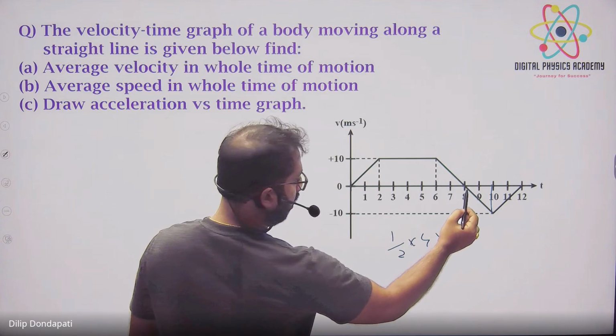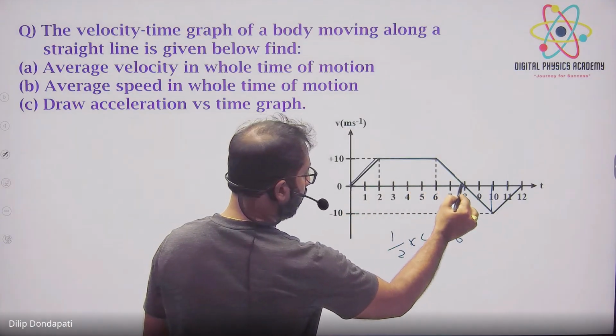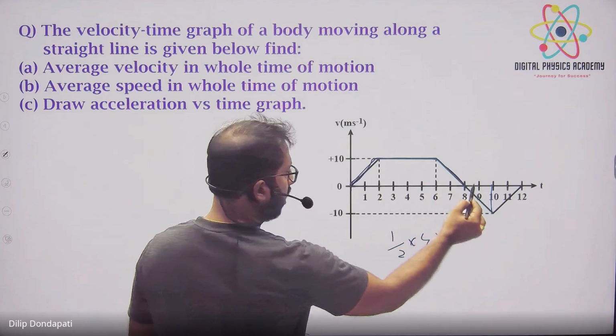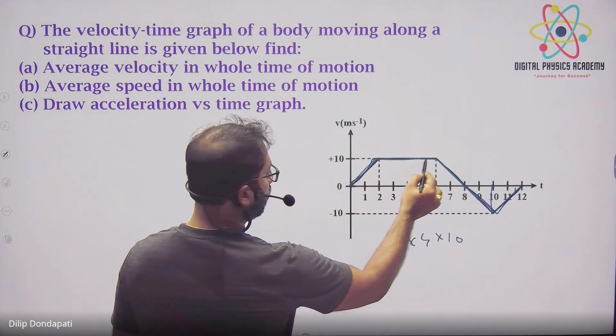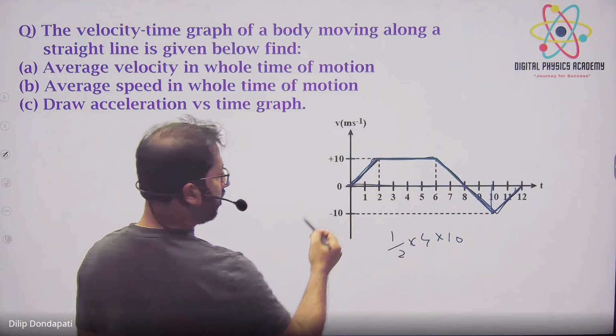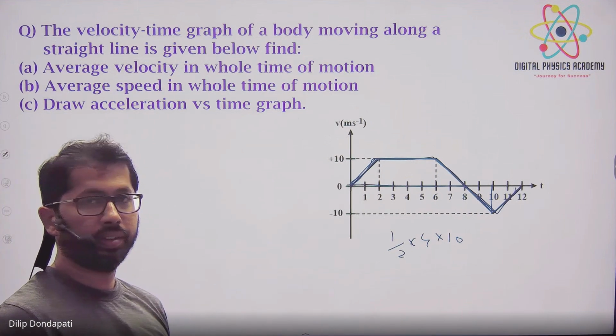I have a doubt about the trapezium, the bottom trapezium, the one next to it. One trapezium has been split into two triangles and a rectangle. Why not use the trapezium formula directly? Why split it? Half into sum of parallel sides into height.